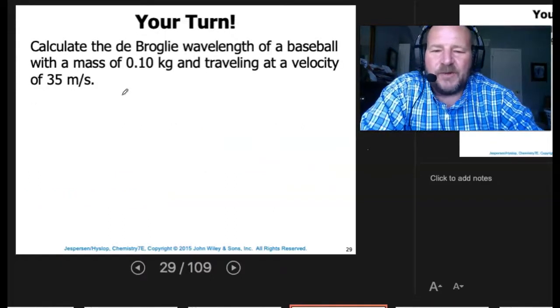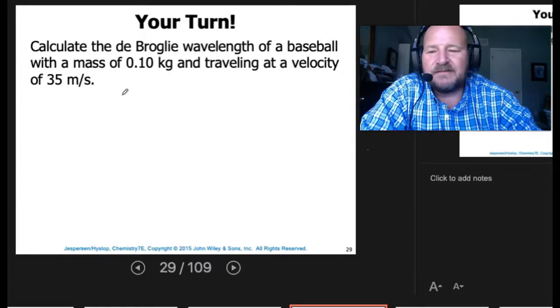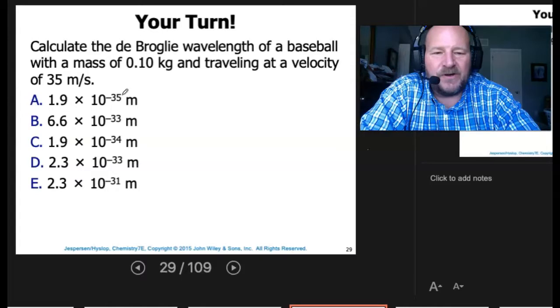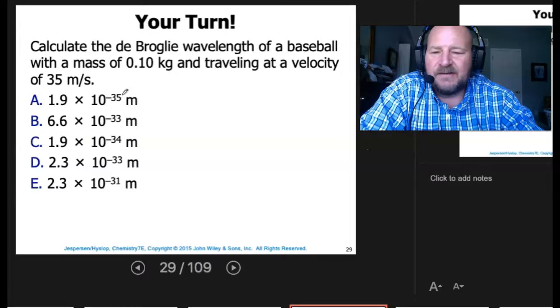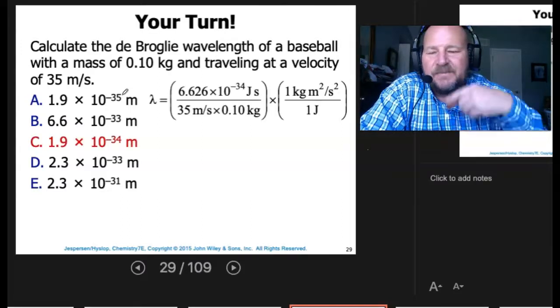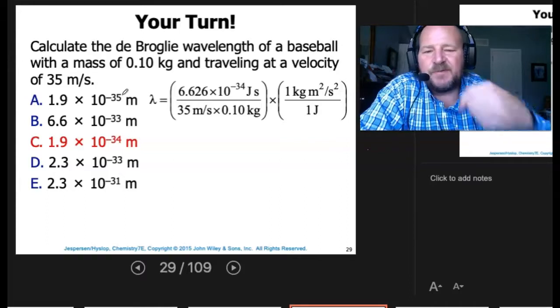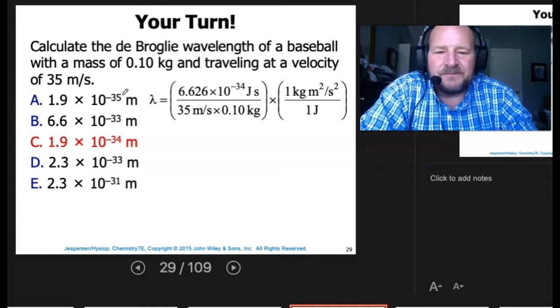All right, calculate the de Broglie wavelength of a baseball with a mass of 0.1 kilograms and traveling at a velocity of 35 meters per second. Again, we'll pause for a second so you can work this out. You might have to go back a couple slides. Hopefully you come up with C. Again, he said lambda was equal to h over mv. So we're going to say 6.626 divided by the 35 meters per second times 0.10 kilograms.